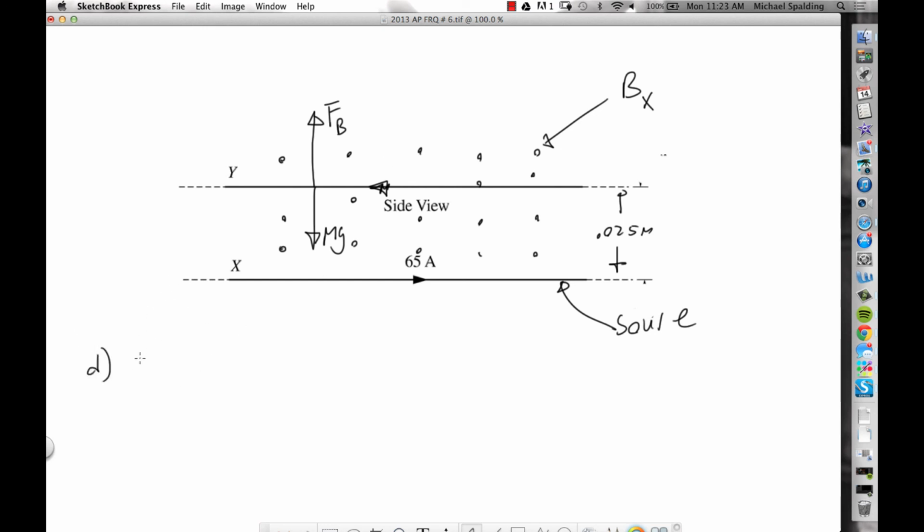So question D, current in wire Y must be to the left. Or what else could you have said? The current in wire X must be to the left, and the current in wire Y to the right. That would work too.